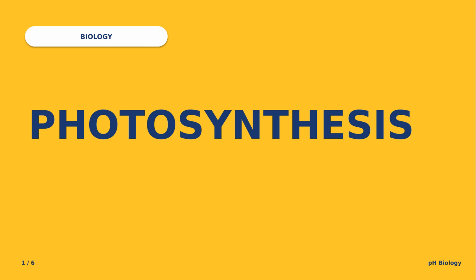Today's explainer is photosynthesis, the process that builds every bit of plant matter on Earth from carbon dioxide, water and sunlight. By the end of this video you'll know both equations, the site where it happens and why it's endothermic.